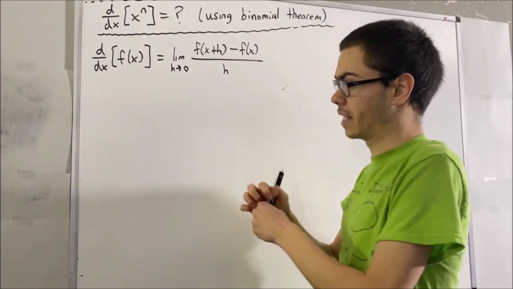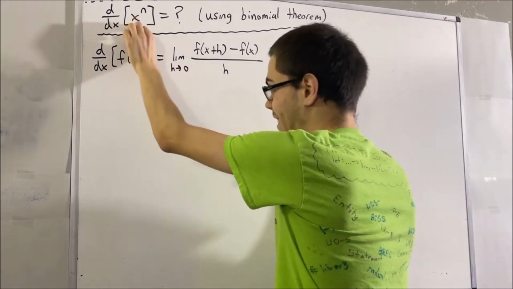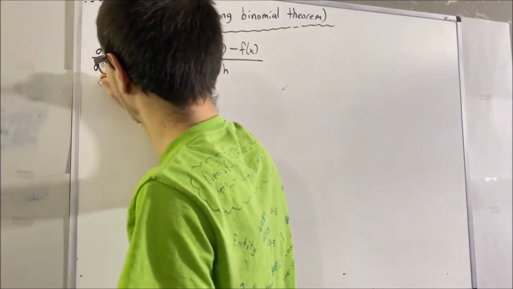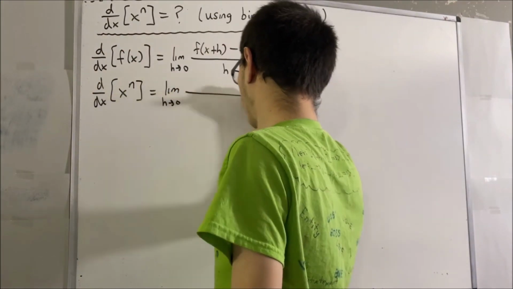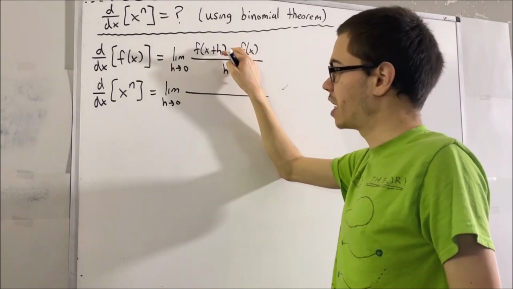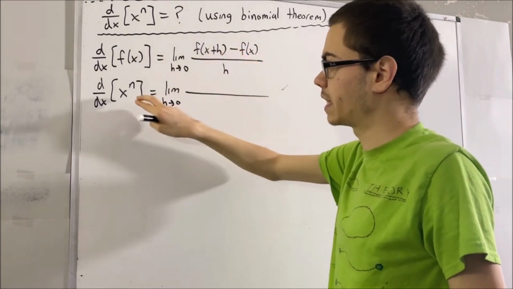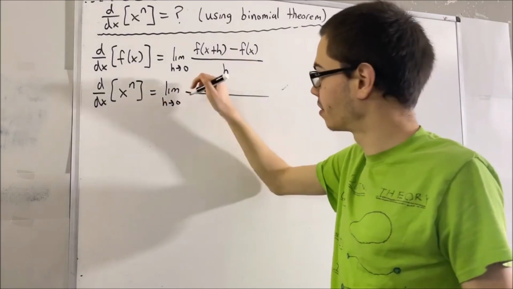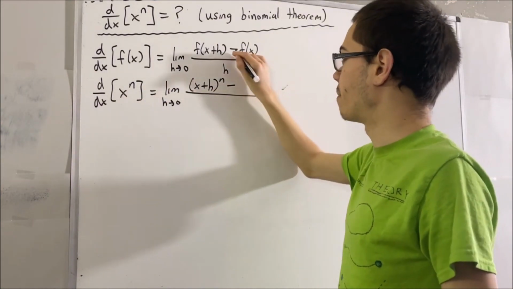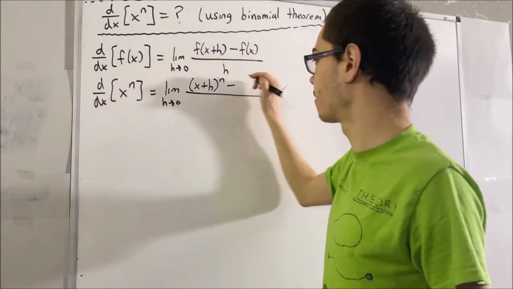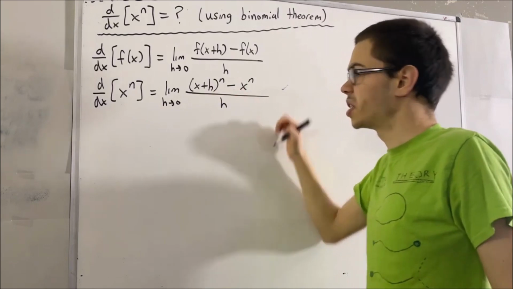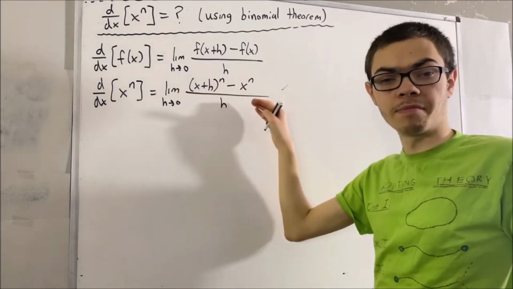Now, really, in our case, our f of x is really x to the n. So let's just replace f of x with x to the n. Okay, so then what's f of x plus h? Turns out all that is, is we are replacing the x here with x plus h. Right, so just like that. And of course, we have minus f of x, which is just x to the n, and then divided by h. So this is the limit that we want to evaluate.